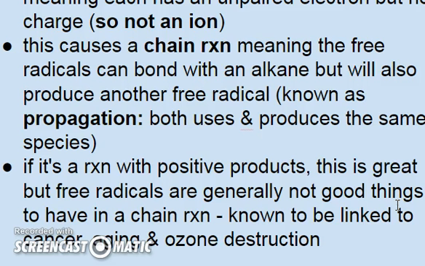But what it means is that one chlorine atom or one chlorine molecule that gets split into a free radical can go through and destroy thousands of ozone molecules, which is exactly what happened to our ozone back in the 70s and 80s. So when you have a chain reaction with propagation in it with positive products, meaning products you want, that's great. But free radicals generally are not good things, and so they're bad things to have in a chain reaction. And like I've mentioned, they've been linked to things such as cancer, aging, and ozone destruction.